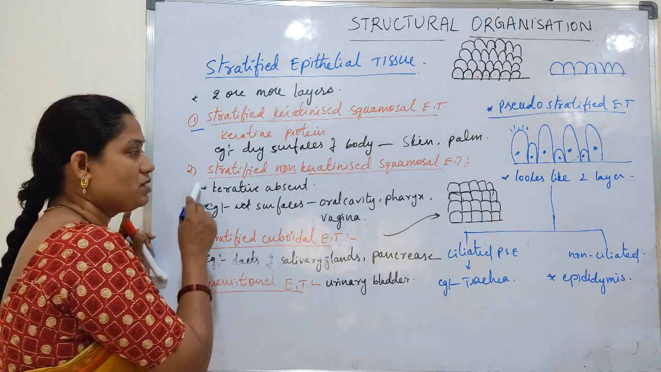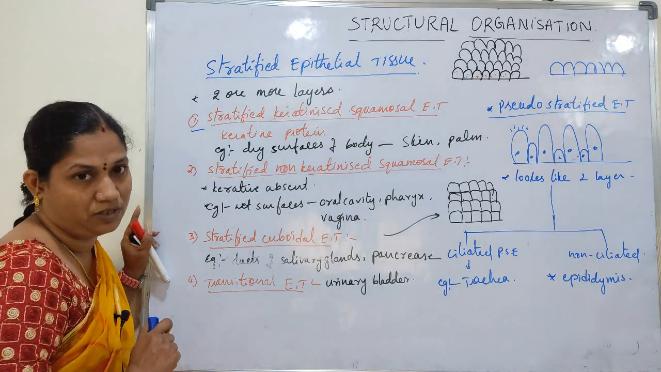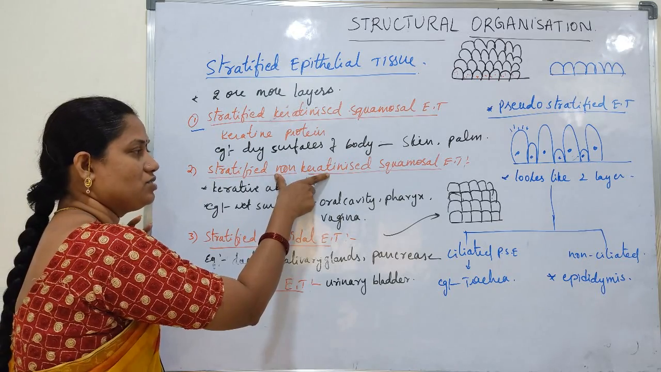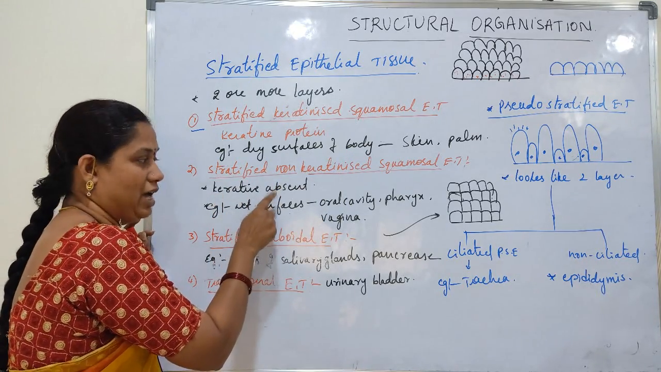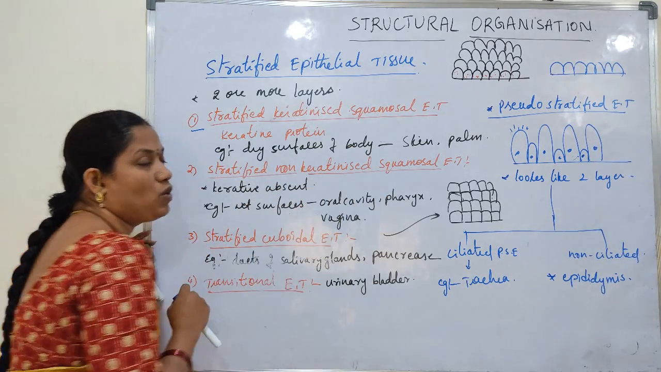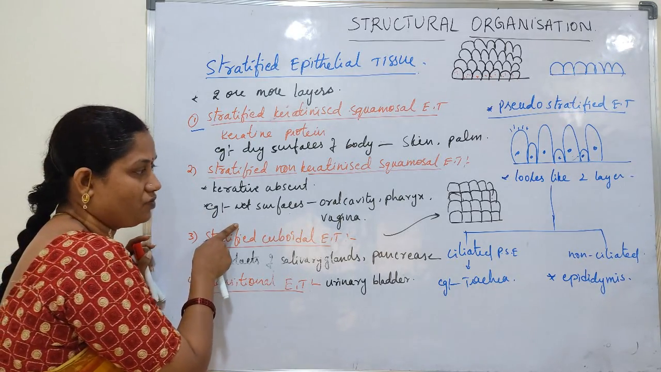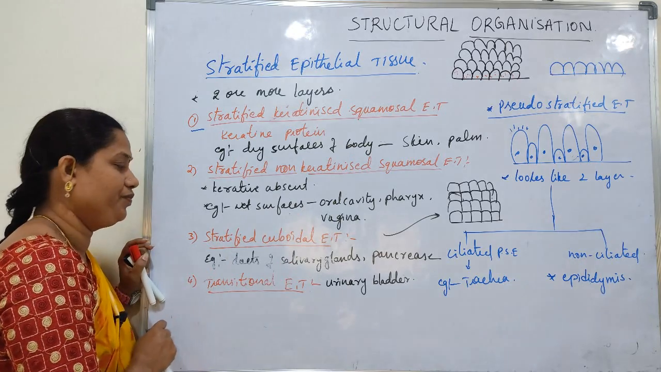The second type is stratified non-keratinized squamous epithelial tissue. Non-keratinized means keratin protein is absent. That's why it is non-keratinized squamous epithelial tissue. It is present on wet surfaces of the body, for example the oral cavity, pharynx and vagina.